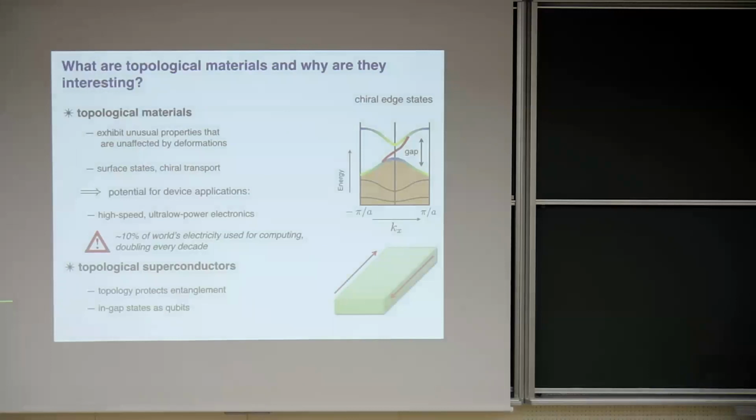Okay, so the broad theme of my talk today is topological materials. So what is a topological material and why is it interesting? Very roughly speaking, a topological material is a material which exhibits certain unusual properties that are unaffected by deformations. This can be, for example, surface states, which are robust to deformation. In particular, they can be robust to impurities.